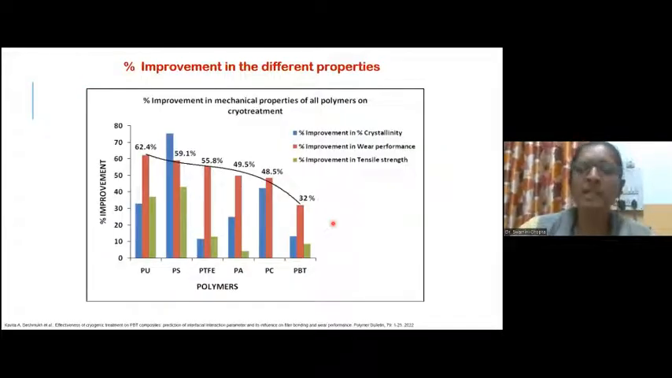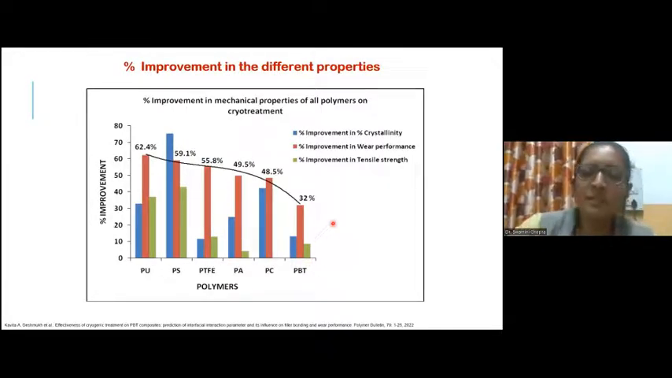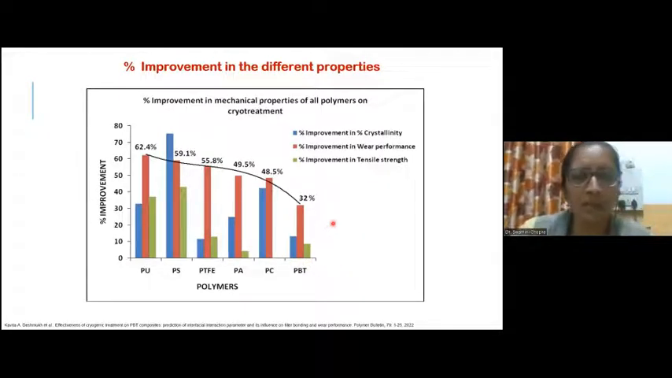So, it was found that irrespective of the polymeric material, irrespective of what material you are cryo treating, the polymer responds excellently to cryogenic treatment, and the wear performance is the property which is getting the maximum affected by cryo treatment. Here you can see that in case of all the polymers, there is an improvement after the cryogenic treatment. You can see the improvement in crystallinity, improvement in wear performance, and improvement in tensile strength.